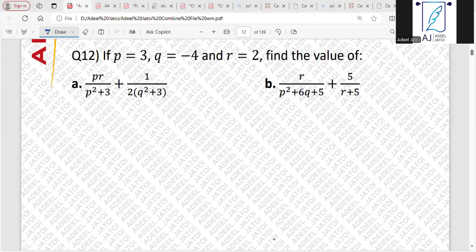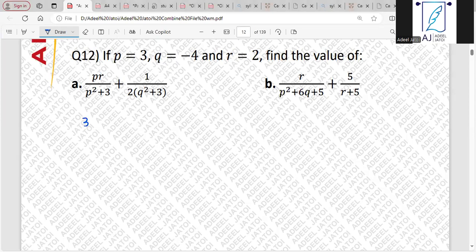Question number 12, which is P is equal to 3, and then Q is equal to minus 4, and R is equal to 2. So let's just solve this. PR, since we need to substitute the values in this.